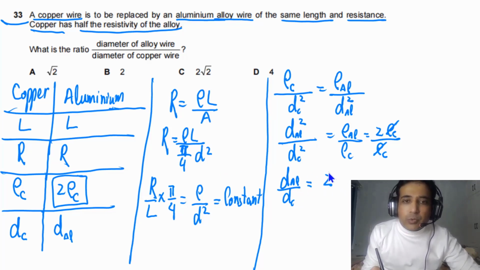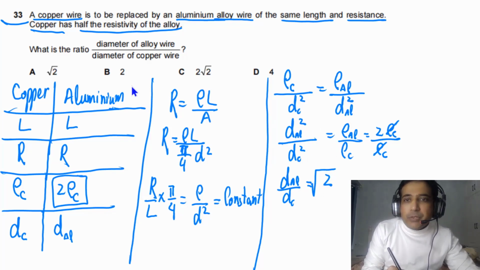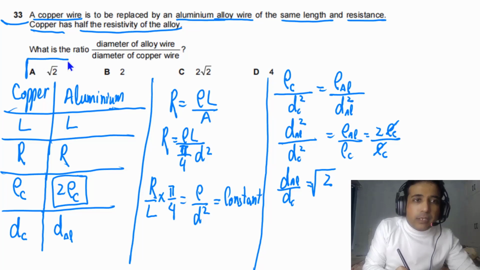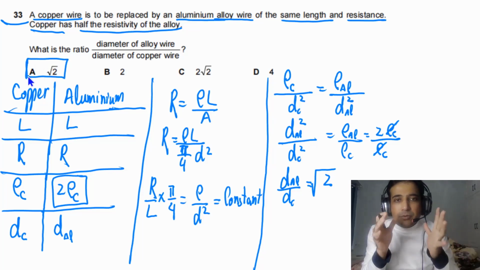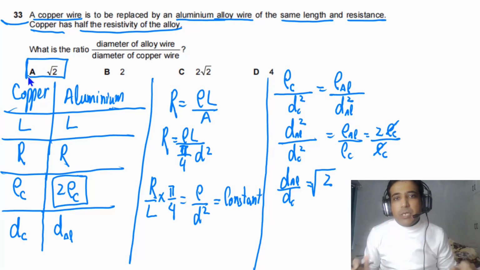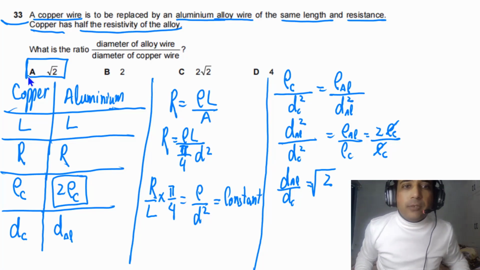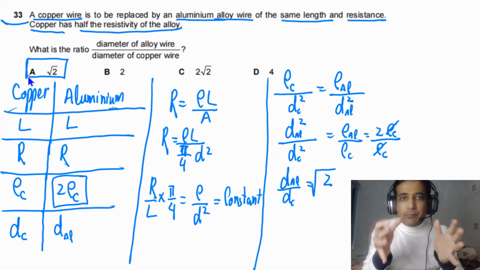So if we take the square root on both sides, we will get DAL over DC, and this is our final answer. So we have taken the square root on both sides, and we got this final answer. So the answer for this question has to be A. And this is how you can approach this type of problem. A beautiful way, and you can avoid some kind of trivial mistake if you follow these steps.